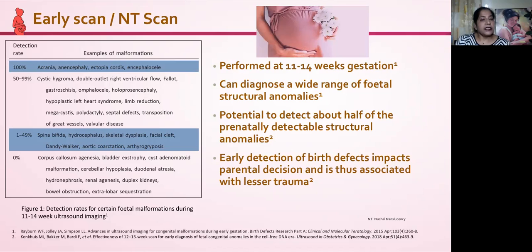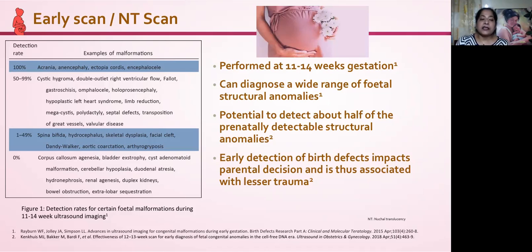Now, certain malformations and their detection rates: 100% detection of acrania, anencephaly, ectopia cordis, and cephalocele. 50 to 99% detection of cystic hygroma, double outlet right ventricle, tetralogy of Fallot, gastroschisis, etc. Up to 49% detection of spina bifida, hydrocephalus, skeletal dysplasia, facial cleft, Dandy-Walker syndrome.